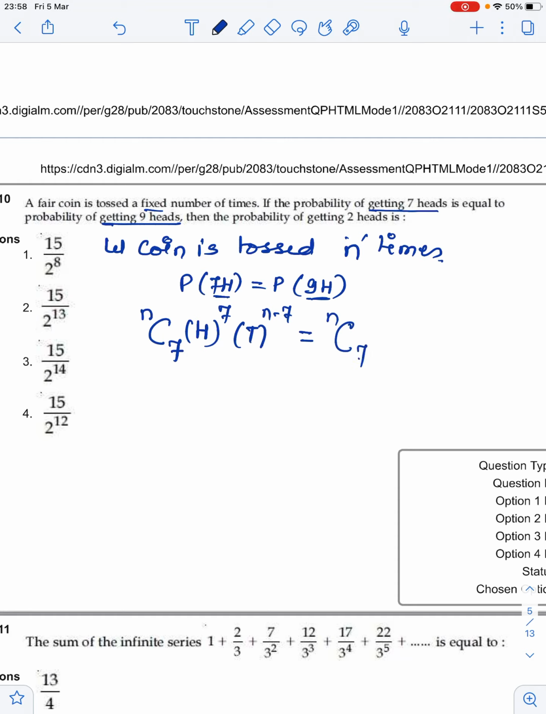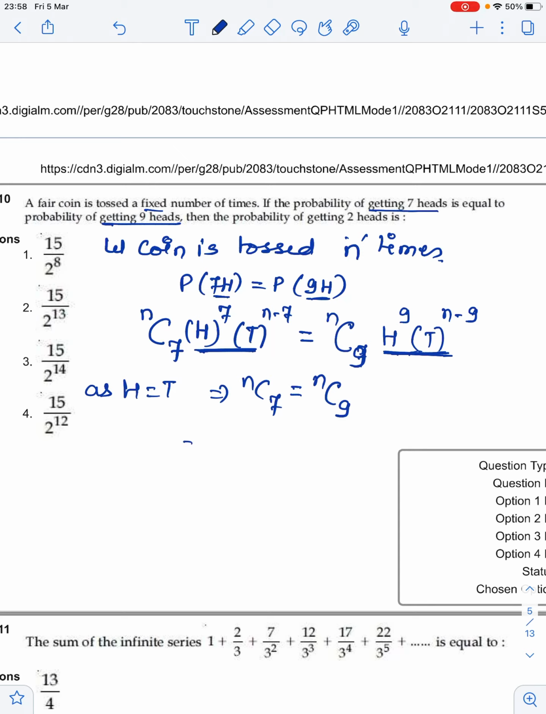So nC7 h^9 t^(n-9). But as h is equal to t, both of these terms get cancelled, because this also becomes h^n and this also becomes h^n. So this will give you nC7 is equal to nC9. So nCr equal to nCq is only possible when n is equal to 7 plus 9, which is equal to 16.